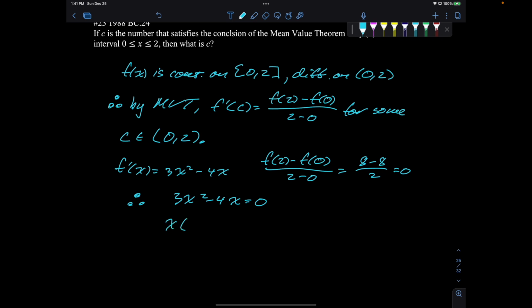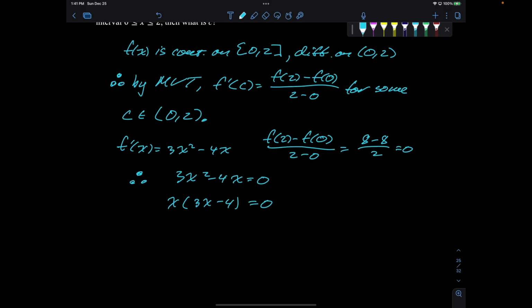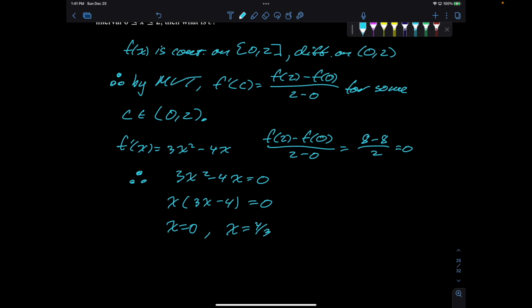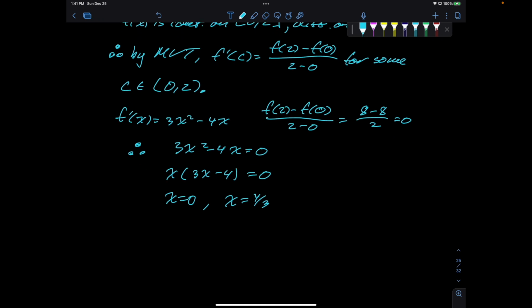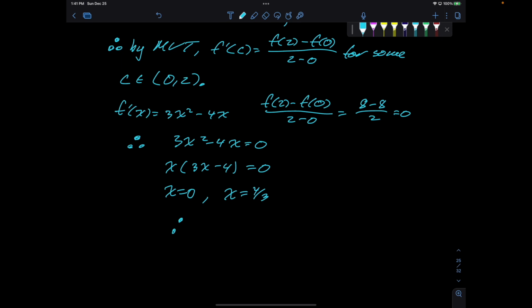Take out x: 3x minus 4 is 0. So either x is 0, which we're throwing out, or x is 4/3. x is 0 is a coincidence; it doesn't need to happen. It can happen, but the Mean Value Theorem doesn't guarantee that anything could happen there. So I'm going to say, therefore, c is 4/3.